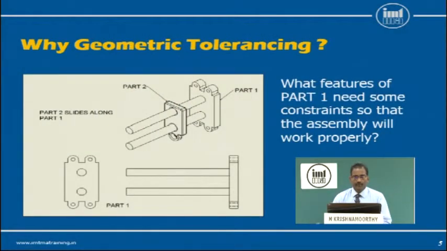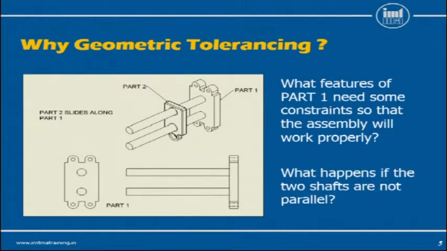Let me take you through a few more examples highlighting the need of GD&T in addition to dimensional tolerances. Look at this example on the screen. The part 2 has to have sliding movement over the two pillars of part 1. By studying this assembly, we can very well conclude the diameter of the shaft is extremely important, no doubt about it. But in addition to that, what is equally important is the parallelism of the two shafts.